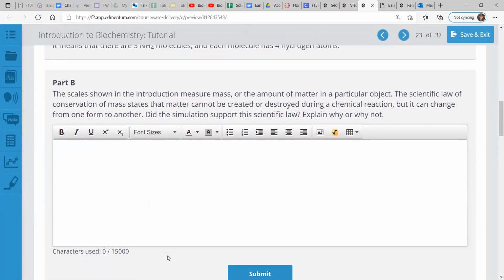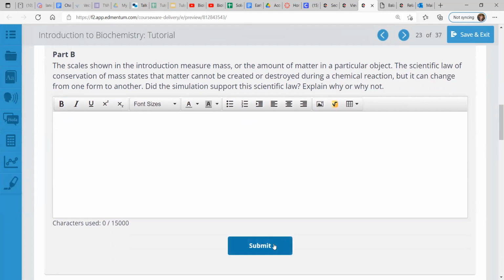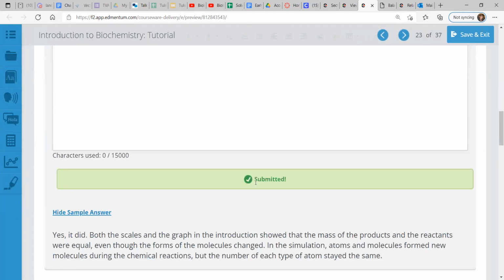The scales shown in the introduction measure mass, or the amount of matter in a particular object. The scientific law of conservation of mass states that matter cannot be created nor destroyed during a chemical reaction, but it can change from one form to another. Did the simulation support that law?